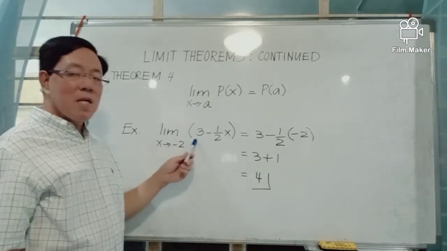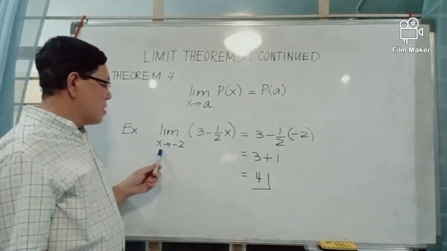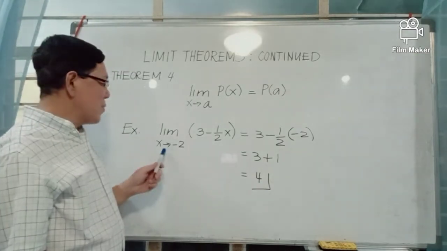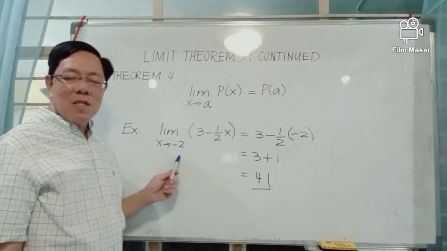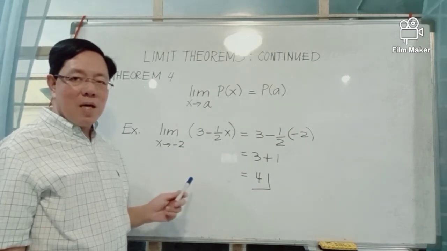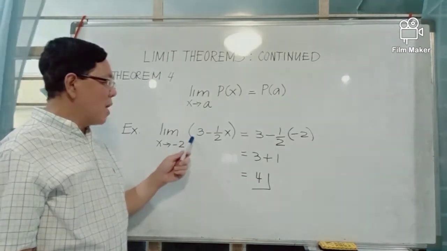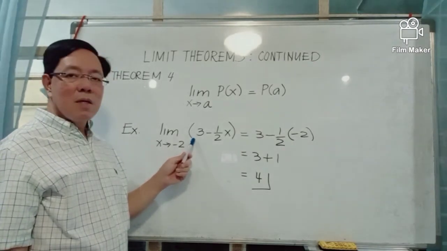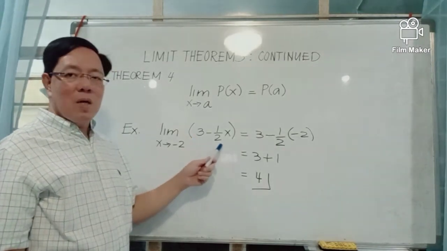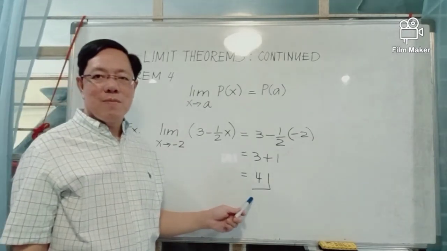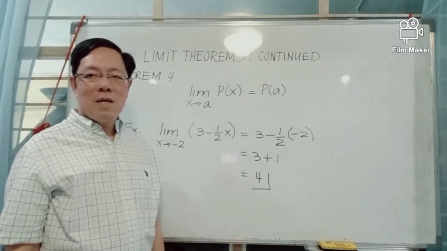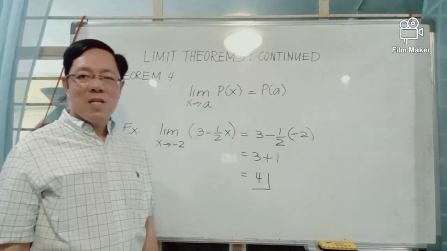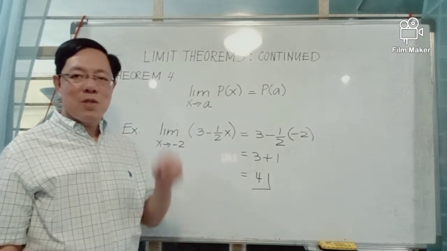Thus, the limit of 3 minus 1/2 x as x approaches -2 is 4. That means if you let the values of x approach -2 either from the left or from the right of -2, the values of the function, or the value of y, which is given by 3 minus 1/2 x, will approach the number 4. Now we will take the fourth limit theorem, which is a generalized form of the third limit theorem.